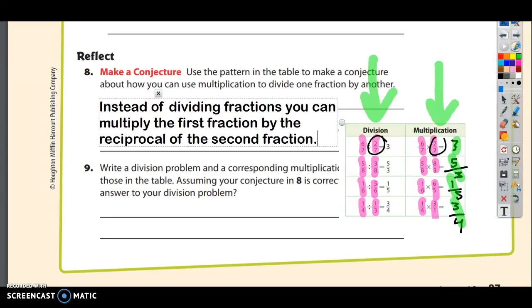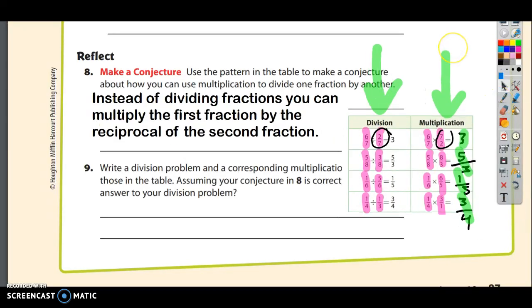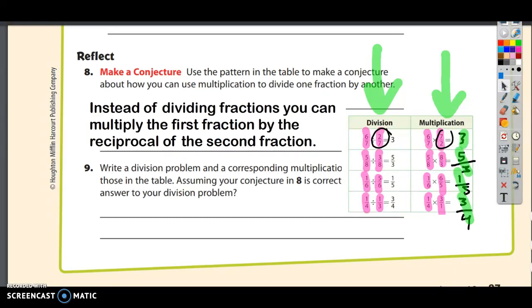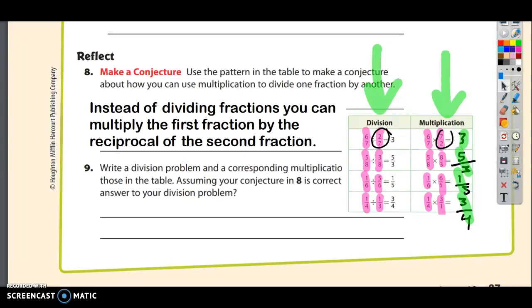Now, when we start practicing this, we're going to remind you about 1,000,000 times that we only do the reciprocal of the second fraction. We never do the reciprocal of the first fraction, and we kind of already pointed that out. Do you remember how we pointed out earlier that all the first fractions are the same? We never mess with that. It's only the second fraction in which we use the reciprocal.